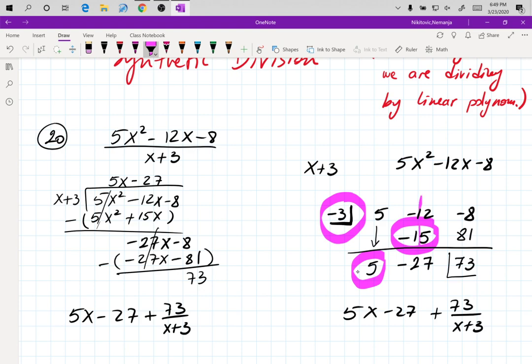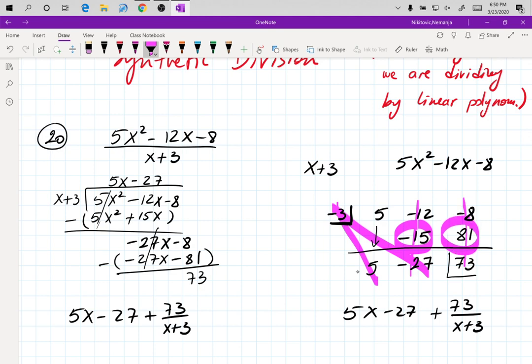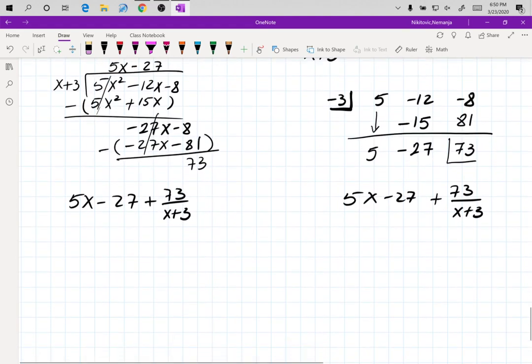So you add down, and now you have the negative 27. Now you multiply negative 27 by negative 3 to get 81. You add down into 73, and you are done. So multiply, put it here, add downwards, multiply, get it here, add downwards, and you are done. It's always like that. Multiply, add, multiply, add, multiply, add.